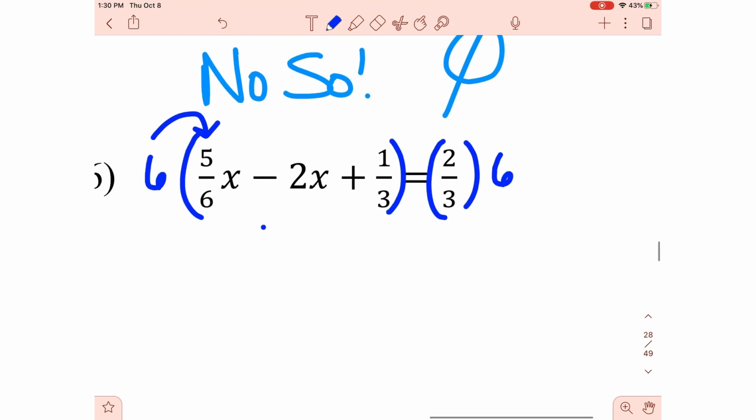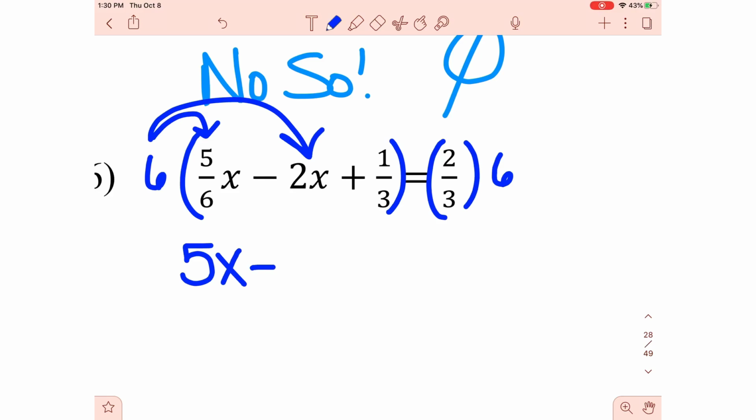5 over 6 times 6, the 6's cancel, and I just get 5x. But I do have to distribute, right? So the 6 goes to the 2 as well. I get a minus 12x. 6 times a third. 6 over 3 is 2.